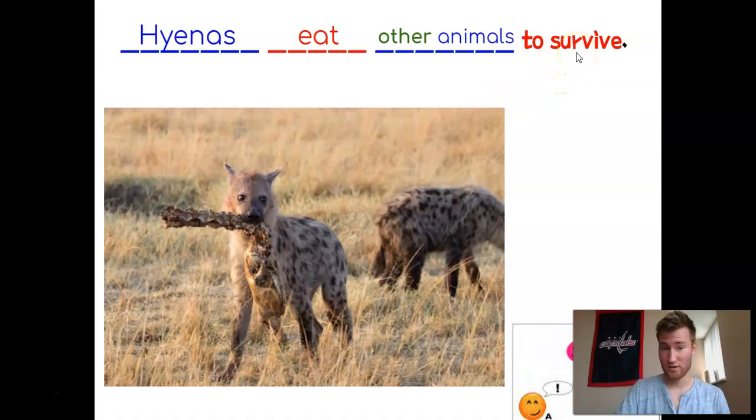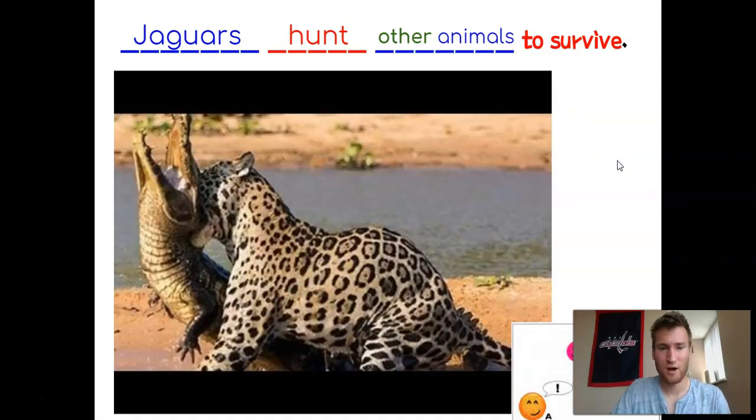Great job. Make sure you're saying it at home. I see there the hyena has, maybe that's an ostrich leg? I don't know. Let's keep going. My turn. Jaguars hunt other animals to survive. Your turn.